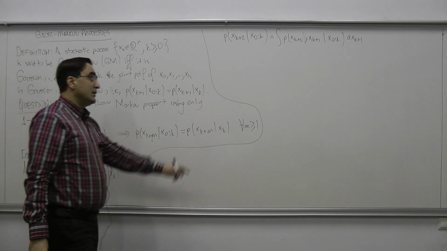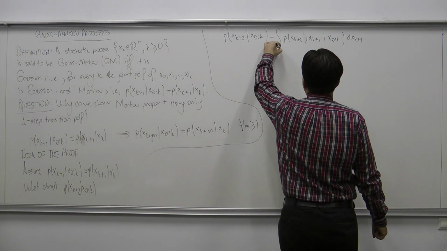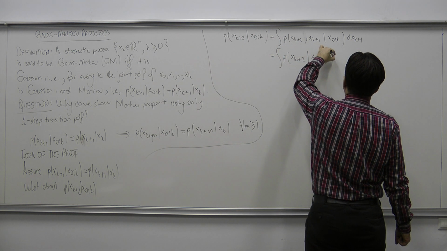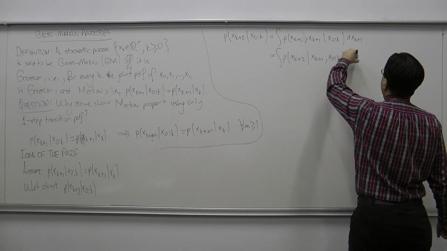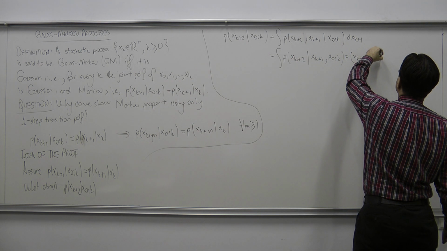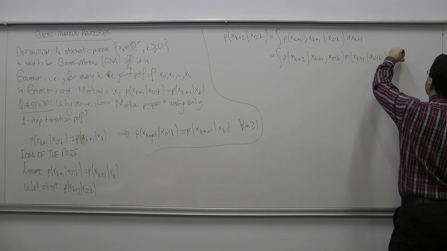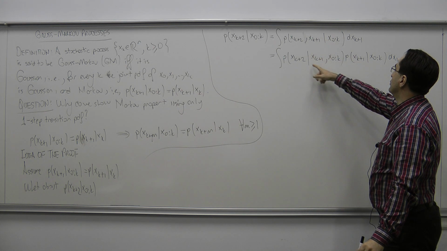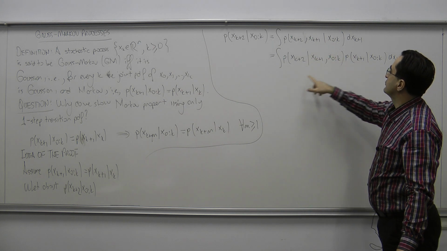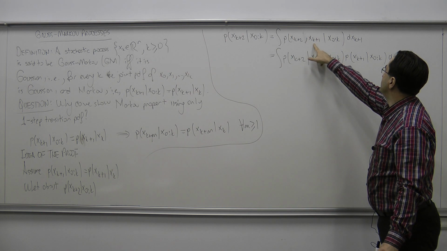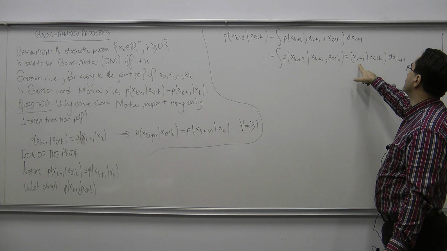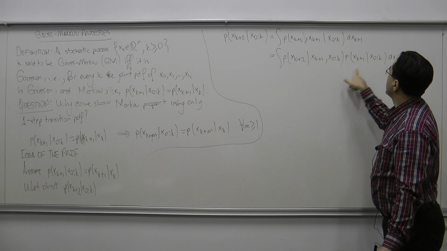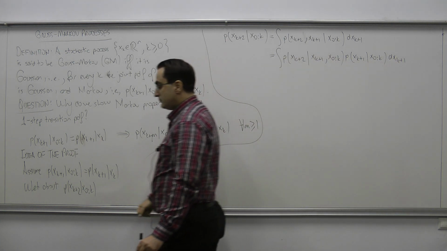And then I will write the conditioning formulas. So this is going to be P of x_{k+2} given x_{k+1}, x_{0:k}, times P of x_{k+1} given x_{0:k}, dx_{k+1}. I have written this using the conditional PDF formula: this conditional PDF is the joint PDF divided by this, and that gives me the joint PDF as the multiplication of these two.